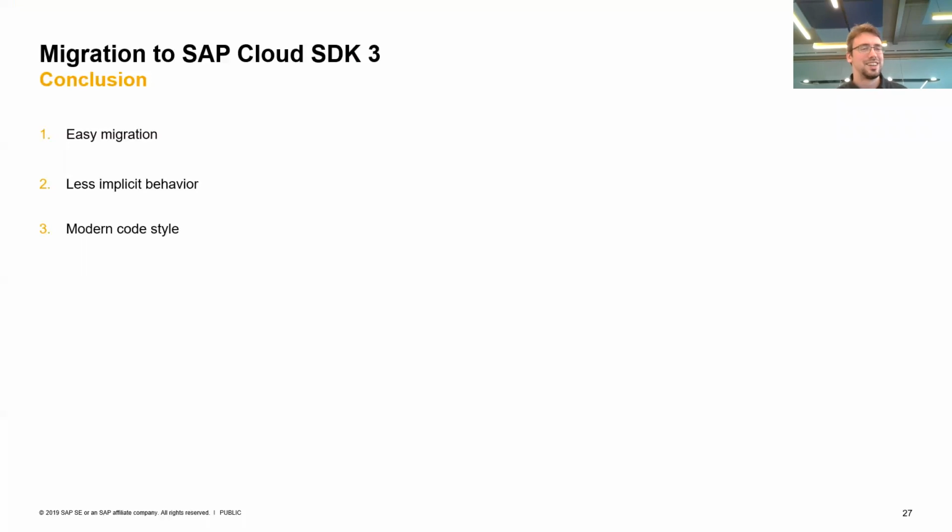Also, there's a little conclusion here. So you've seen it's easy enough. It can be done rather quickly, and for me personally, the greatest point is there's no implicit behavior anymore. Everything is done explicitly. So especially for the destination, it's a great step up. Also with the new JDK 8, we are free to use the modern style of programming. So we have Lambda notations and fluent APIs. Okay, this is also the conclusion of this presentation.